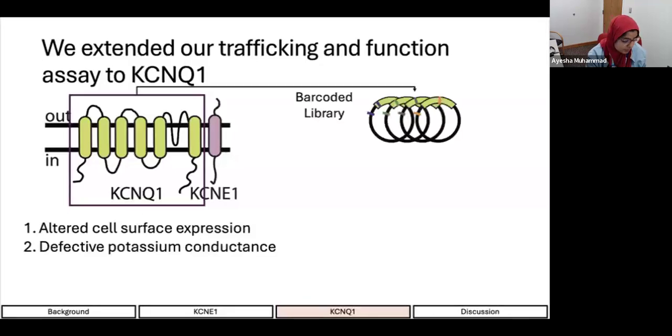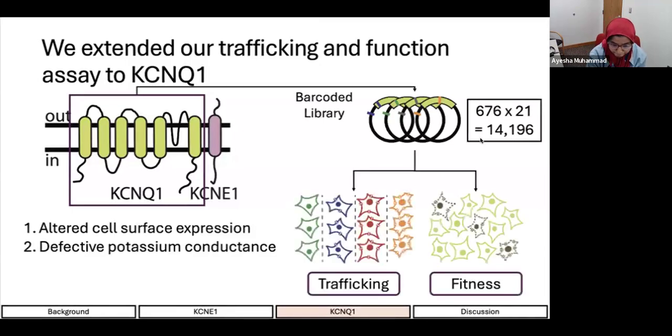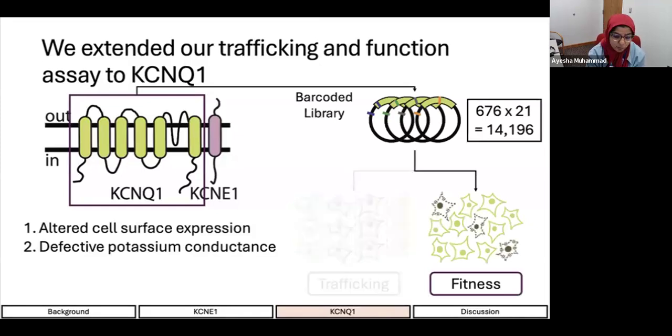In order to do that, we again created a bar-coded library of KCNQ1 variants. This time, our protein is 676 residues large, so we were looking at a library space of almost 14,000 variants. We conducted a trafficking and a fitness assay, and for the sake of time, I'm only going to talk about the fitness assay today.